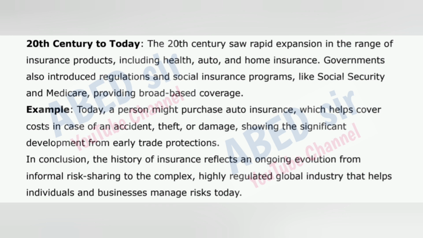In conclusion, the history of insurance reflects an ongoing evolution from informal risk sharing to the complex, highly regulated global industry that helps individuals and businesses manage risks today.